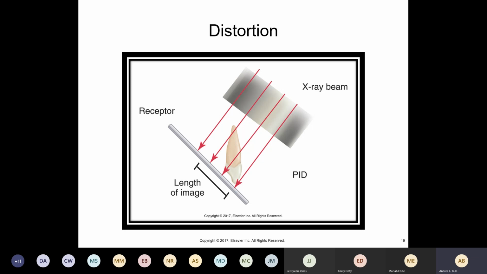Okay, does anybody want to talk about any of these things that we've talked about? Distortion, magnification, sharpness. I feel like density and contrast, hopefully we've covered that and you guys feel pretty good about that.